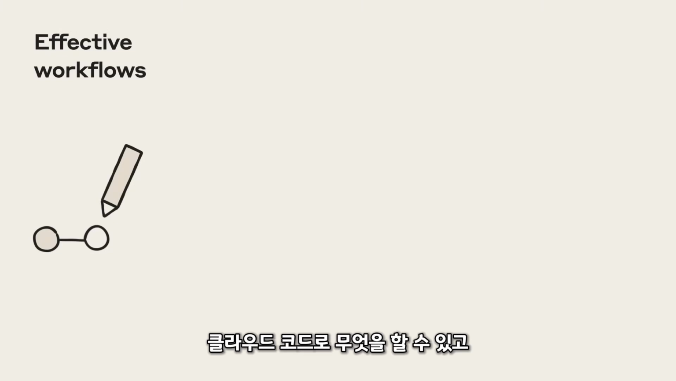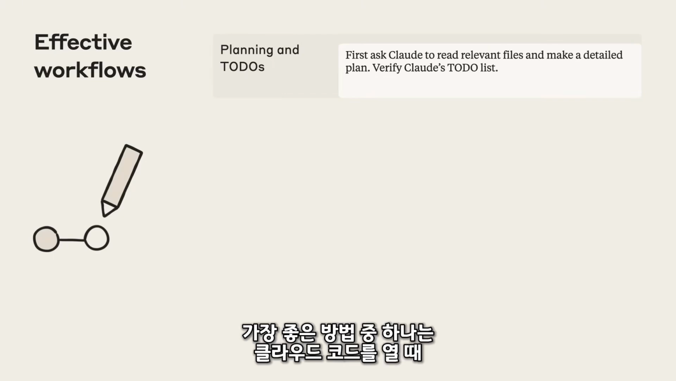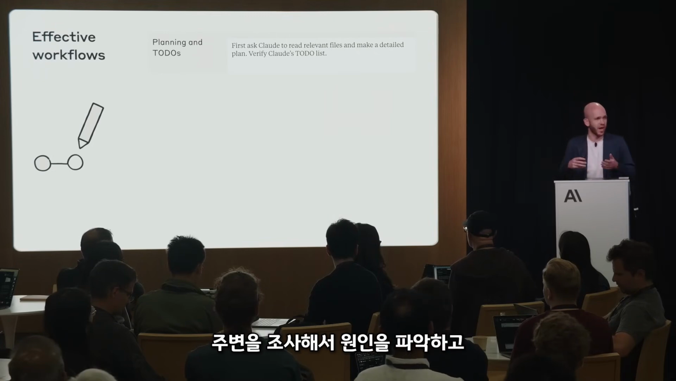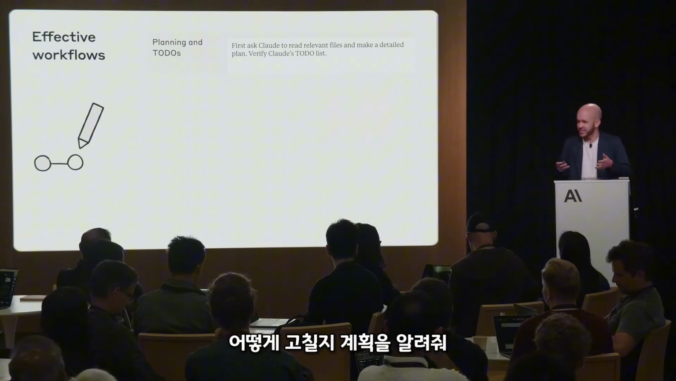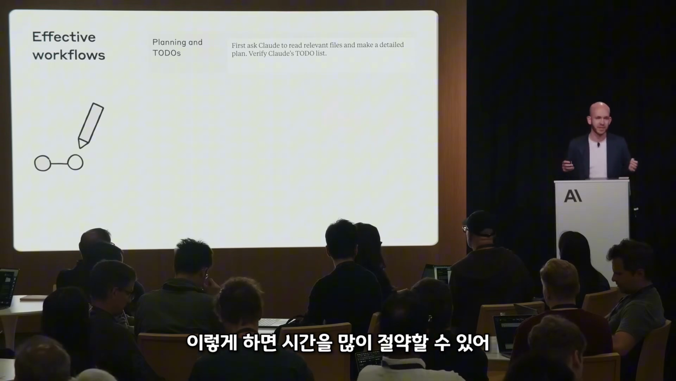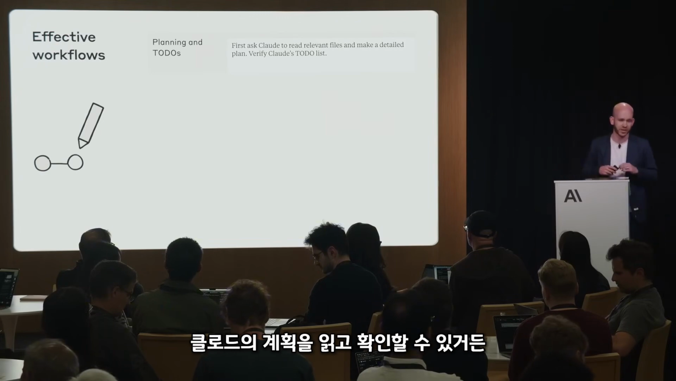Efficient workflows. What can you do with Claude Code, and how do you get the most out of it? Using planning and to-dos. I talked a little bit about this before, but one of the best things you can do when you open up Claude Code is, instead of saying, hey, I need you to fix this bug, say, hey, I have this bug. Can you search around, figure out what's causing it, and tell me a plan for how we're going to fix it? This can save you a lot of time because you can read Claude's plan and verify what it's going to do.